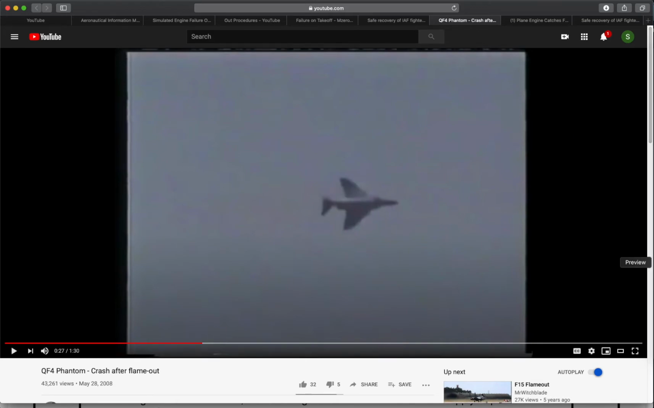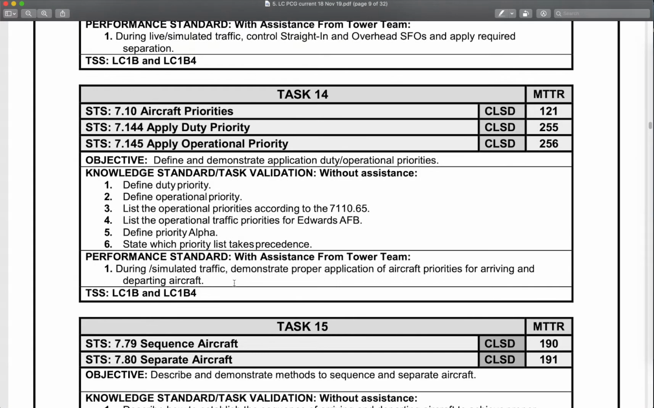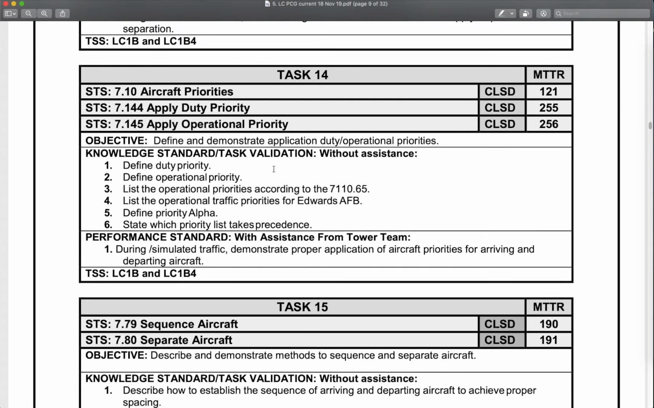All right, we're going to close it up. We're going to do one more task, and then we're going to call it a day. Aircraft priorities. This is somewhat self-explanatory. You can look these things up. But what I really want to talk about is obviously emergencies. We talk about emergencies being priority.